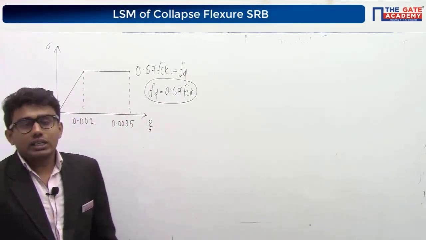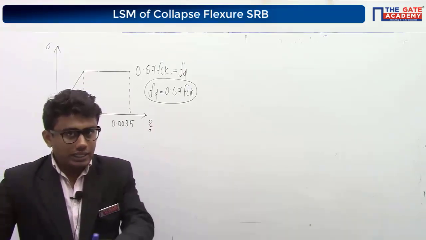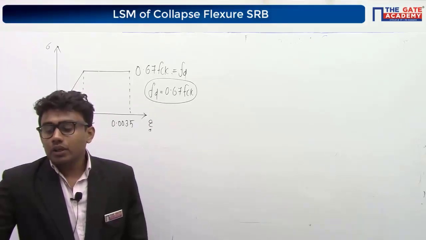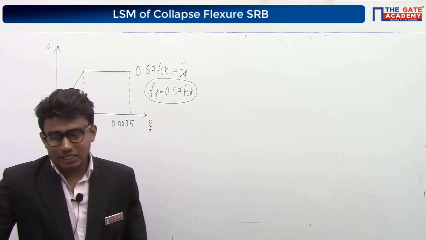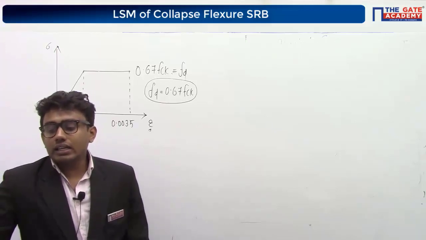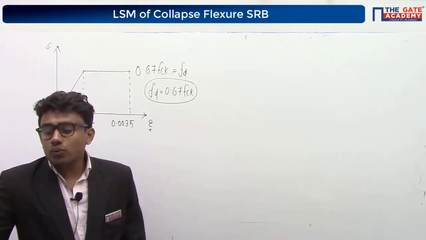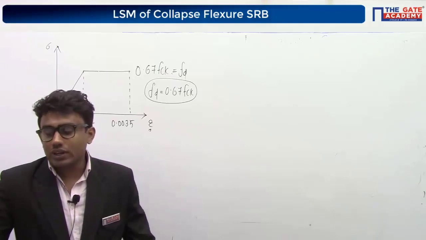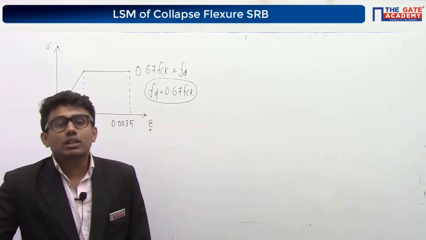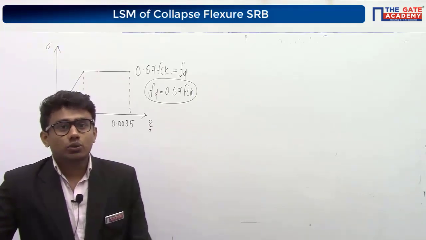So what is the given question? It's a numerical answer type, multiple questions, two linked questions. Question number 1: a rectangular under reinforced concrete section of 300 mm width and 500 mm effective depth is reinforced with 3 bars of 16 mm diameter Fe 415 grade steel. Concrete is M20. The depth of neutral axis from the compression fiber is asked. So we are asked to find XU, that is the actual depth of neutral axis.